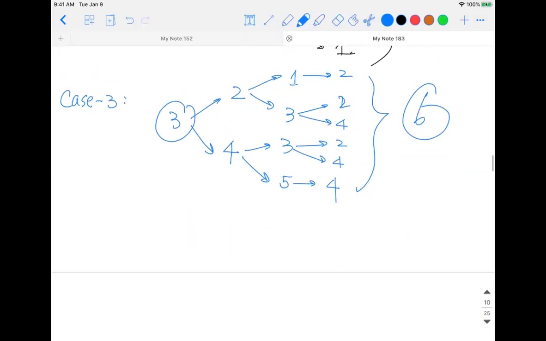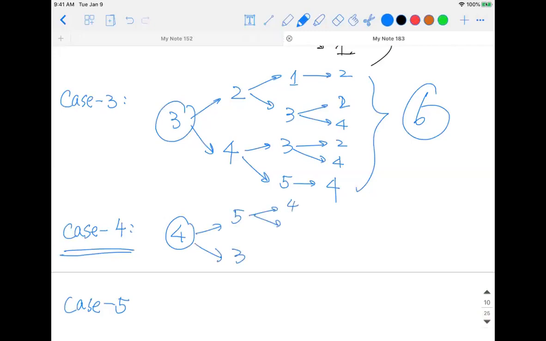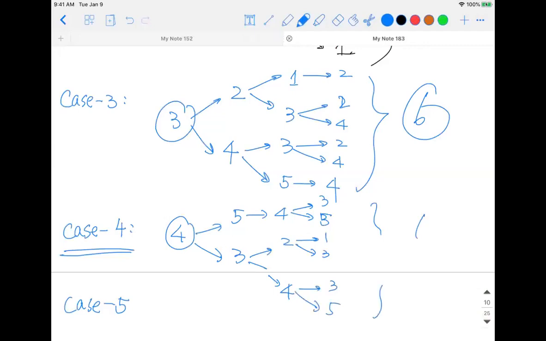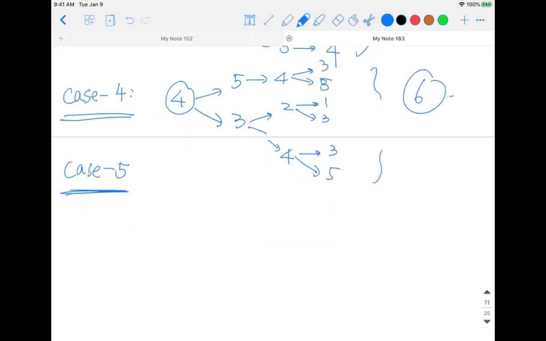Okay. If that's the work, case number 4, case number 5, who can tell me this? Maybe let's focus on number 4. If I start with number 4, who can tell me how many cases? 6, right? 4 will be what? 4 will be 5 or 3. 5 can only be 4. 3 can be 2, can be 4. 4 can be 3, can be 5. 2 can be 1, can be 3. This can be 3, this can be 5. So in total, 6.